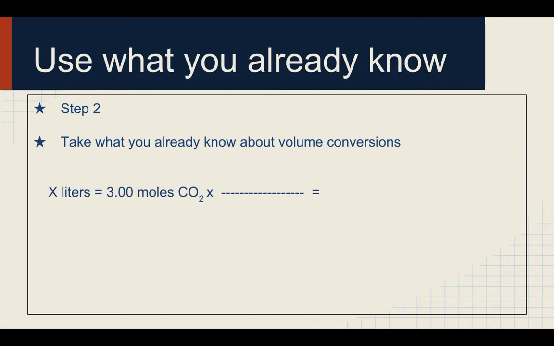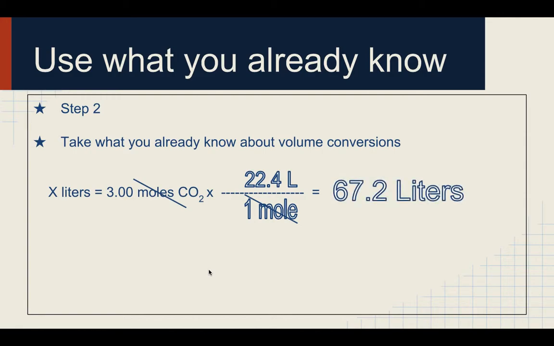So X liters is equal to 3.00 moles of carbon dioxide times, I got to remember what goes on top and what goes on bottom. Well, I remember in class we said if I'm given moles, then I'm going to multiply by that constant. So I got the 1 mole on the bottom. Oh, and there it is, the constant on top. Awesome. So when I go through, I'm going to cancel out my moles. And all I'm left with now is liters right here. So 3 times 22.4 liters is going to give me 67.2 liters.